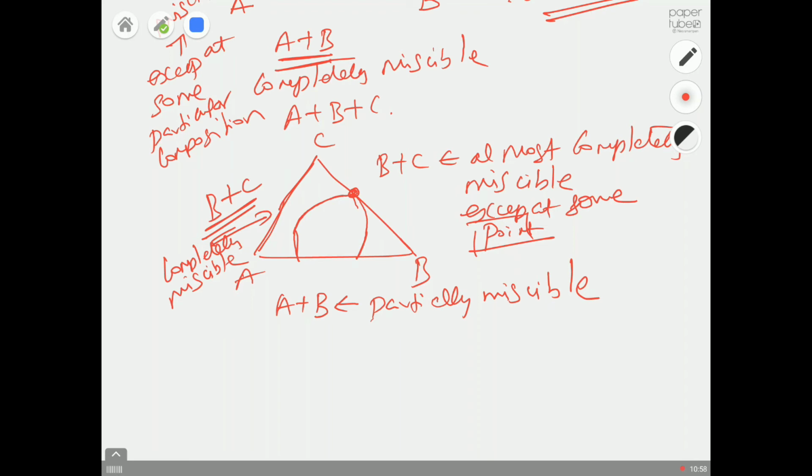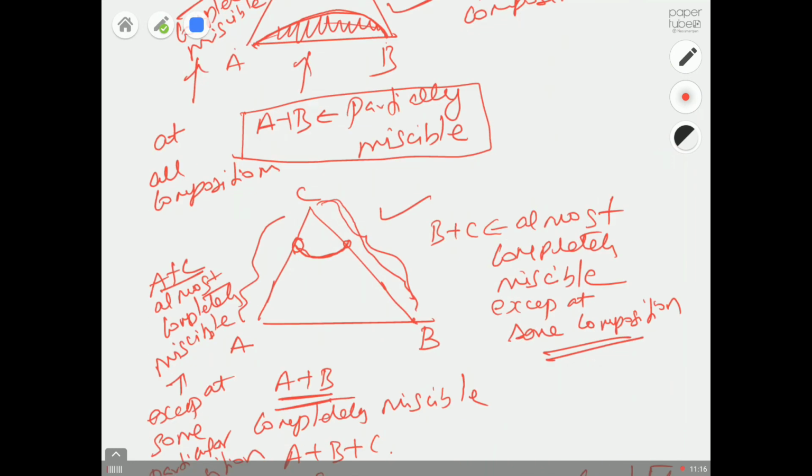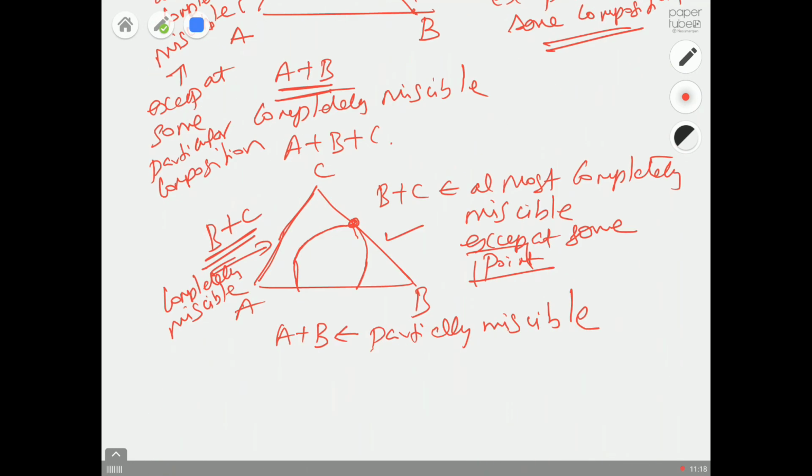Whatever diagram I'm drawing now comes from experience, because you have to read a lot of books, read different types of systems, check the handbooks. They might have different types of systems where you will get this type of ternary diagram, and then there you will understand which of the two components are partially miscible, not completely miscible. But anyway, since I know these tricks, I'm just saying it now. Keep it in your mind.